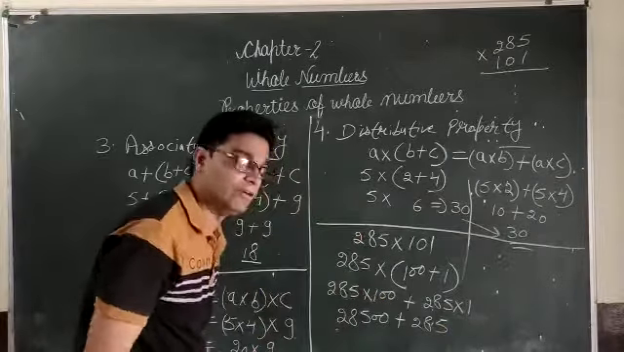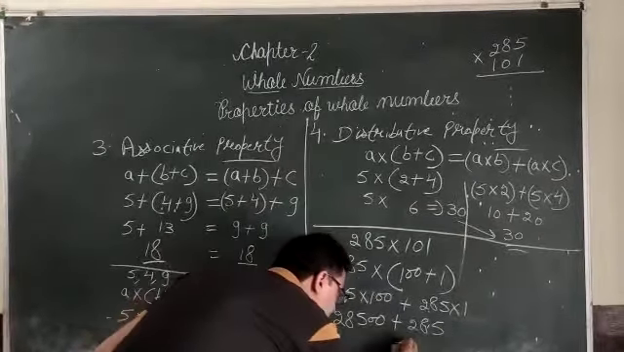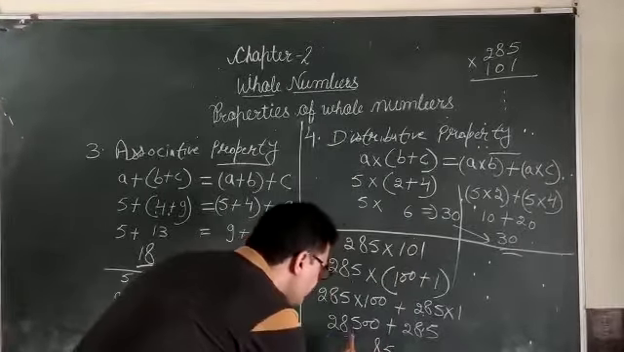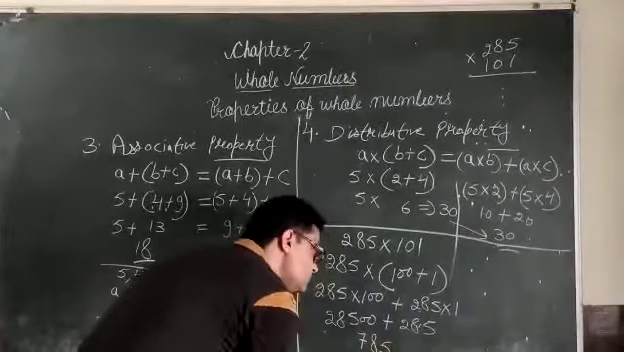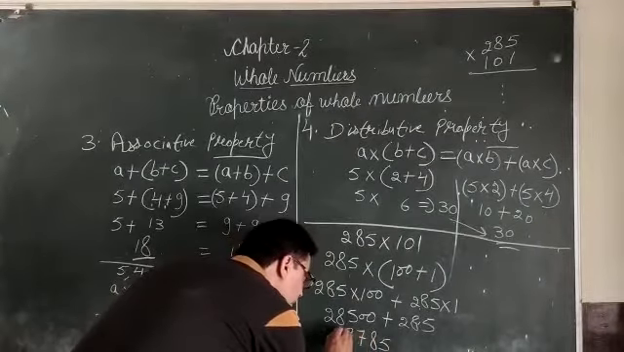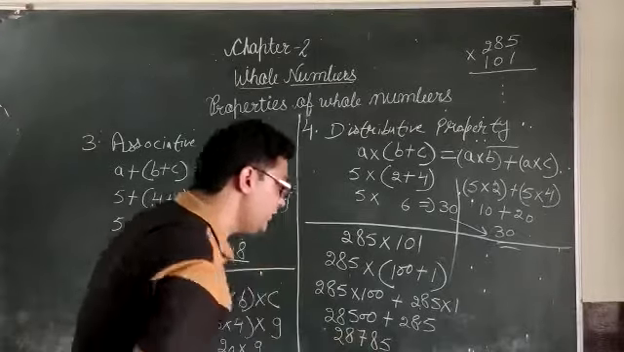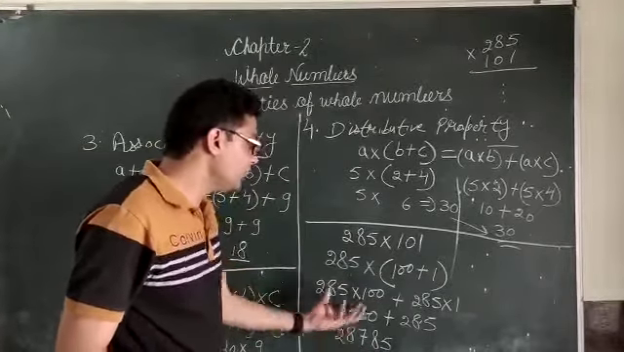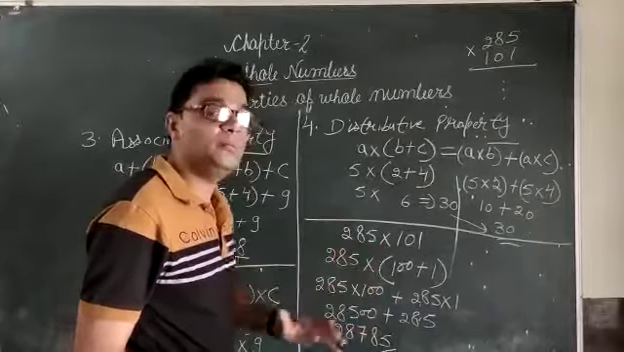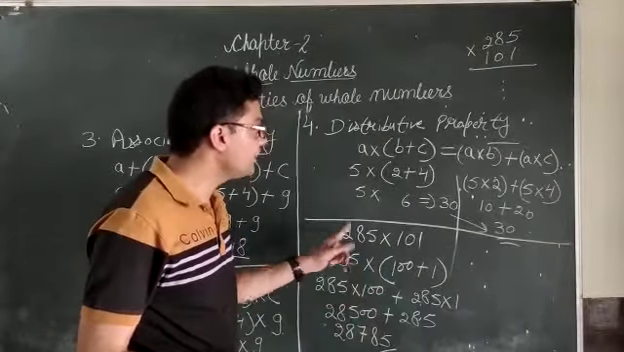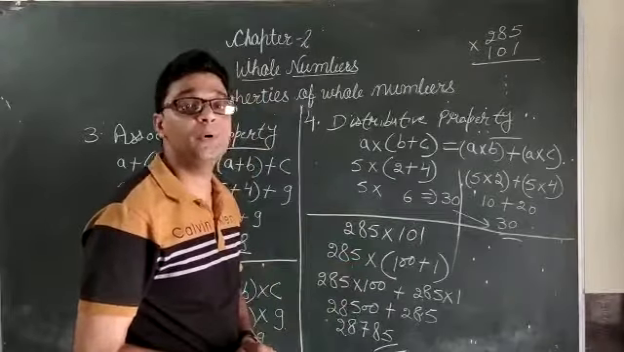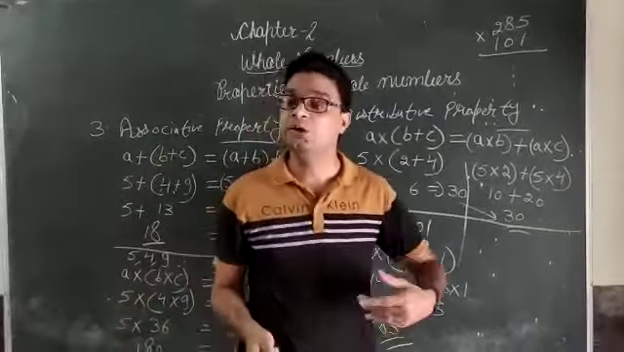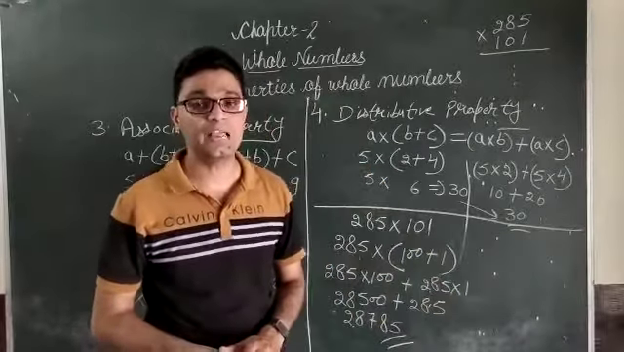Now you just have to add them. 0 plus 5, 5. 0 plus 8, 8. 5 plus 2, 7. There is 8 and 2. So it will be your answer, isn't it? So by this method, very easily we have done this multiplication. So what is this? It is the distributive property. Distributive property over multiplication. Distributive property can be over addition.